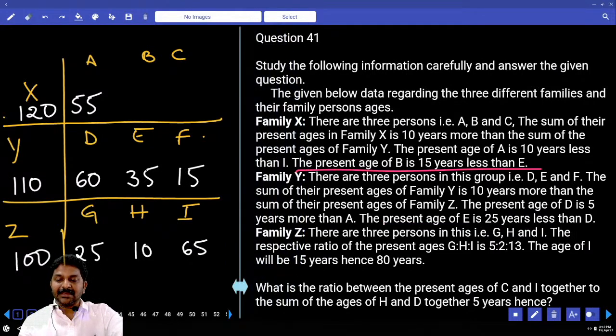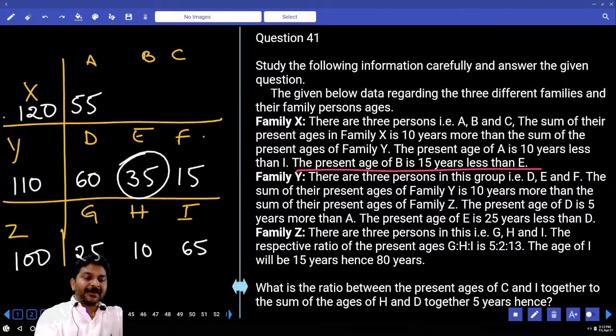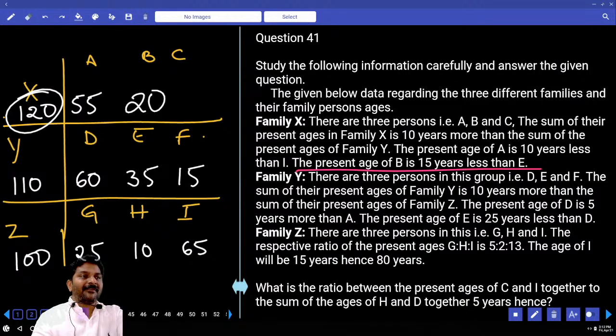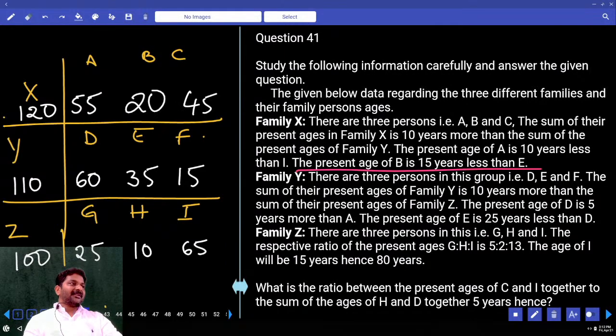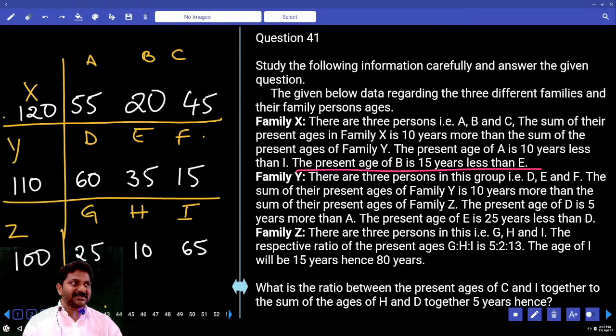The age of B is 15 years less than E. 15 less than 35 is 20. So out of 120 we already have 75. The remaining is the age of C. Everybody's age is there. I hope you can answer all the questions. You want me to answer questions? Sure.